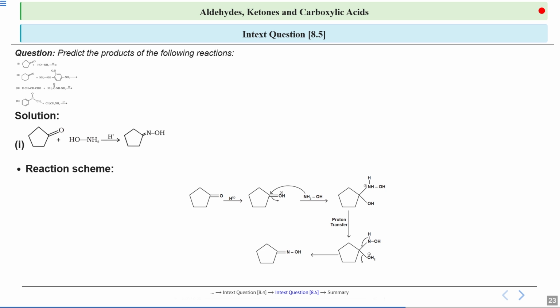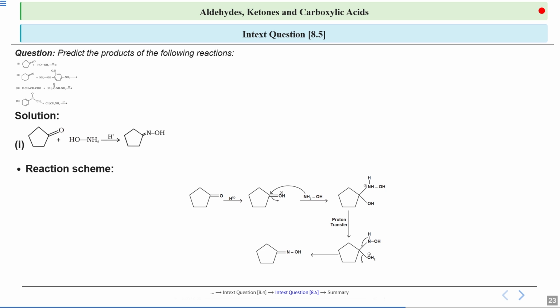Now this OH becomes OH2 positive. If you carefully look, this OH has become OH2 positive. Now this OH2 positive is a better leaving group. So what will happen? This OH2 will leave from here, and the lone pair of nitrogen will form a double bond. This lone pair of nitrogen will come and there will be a double bond between carbon and nitrogen, so this will be C double bond N. And now the nitrogen has a positive charge.